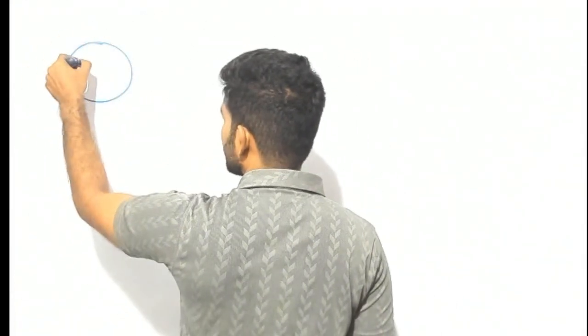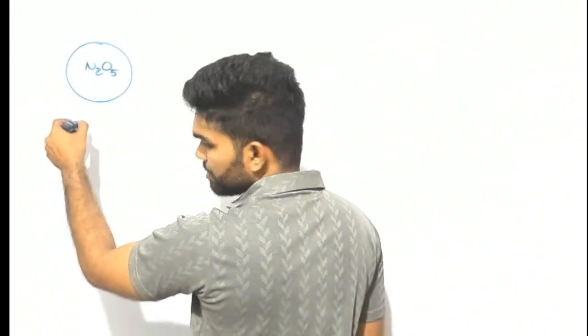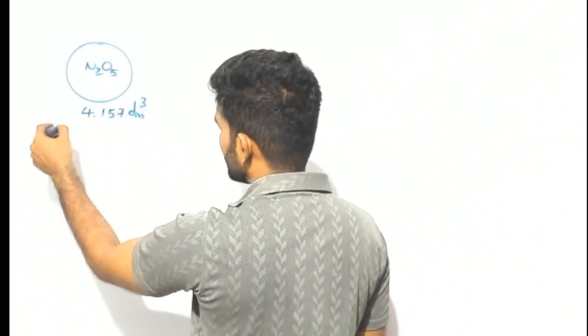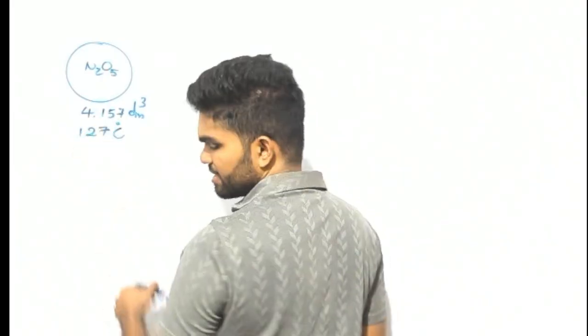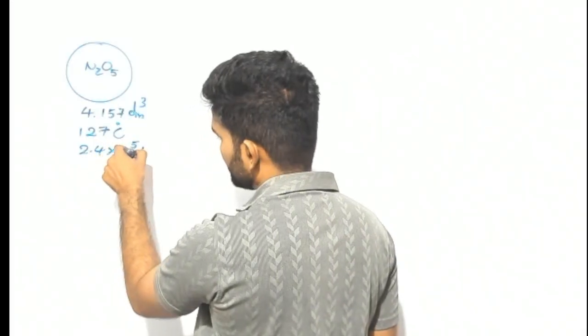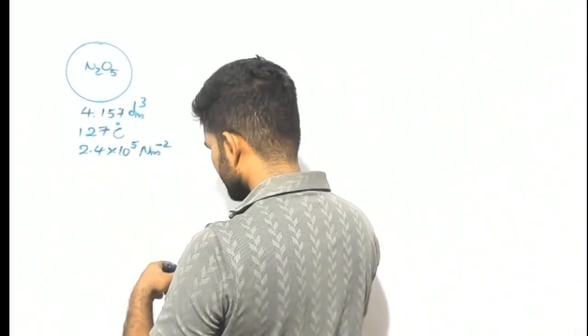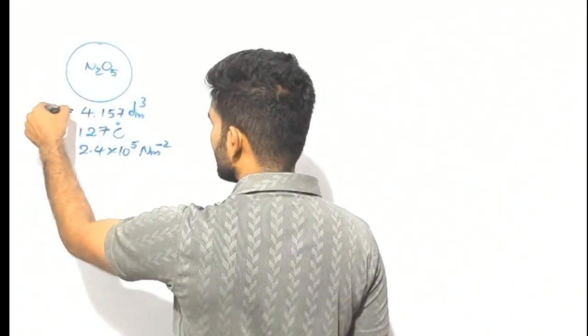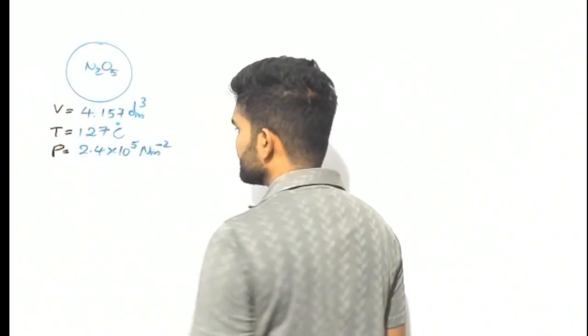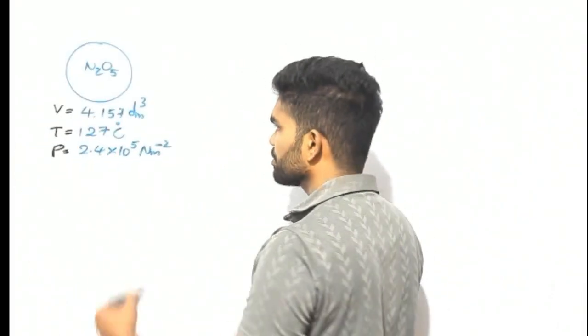Listen to this too. Initially at 127 Celsius, there is a certain amount of N2O5 in a 4.157 decimeter cube container at 127 Celsius, and they are telling the pressure is 2.4 into 10 to the power 5 Newton per square meter. They have given everything. Now about this gas, Lamai, they have given you the volume, temperature, and pressure. So only one thing that we don't know here is the number of moles of N2O5.